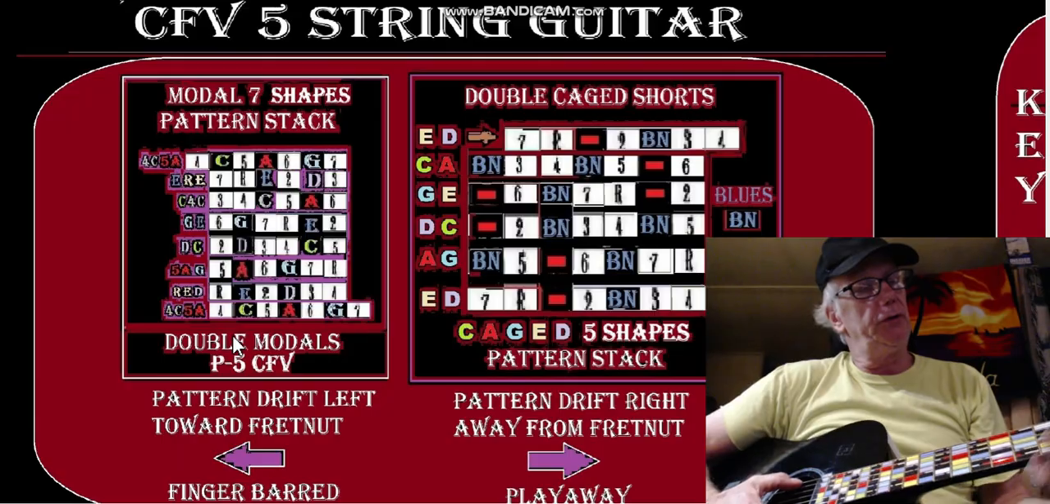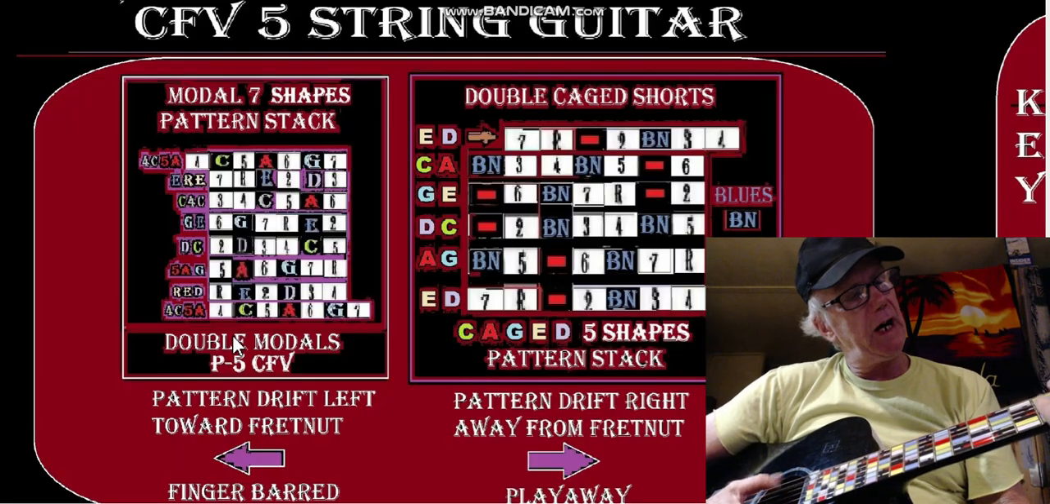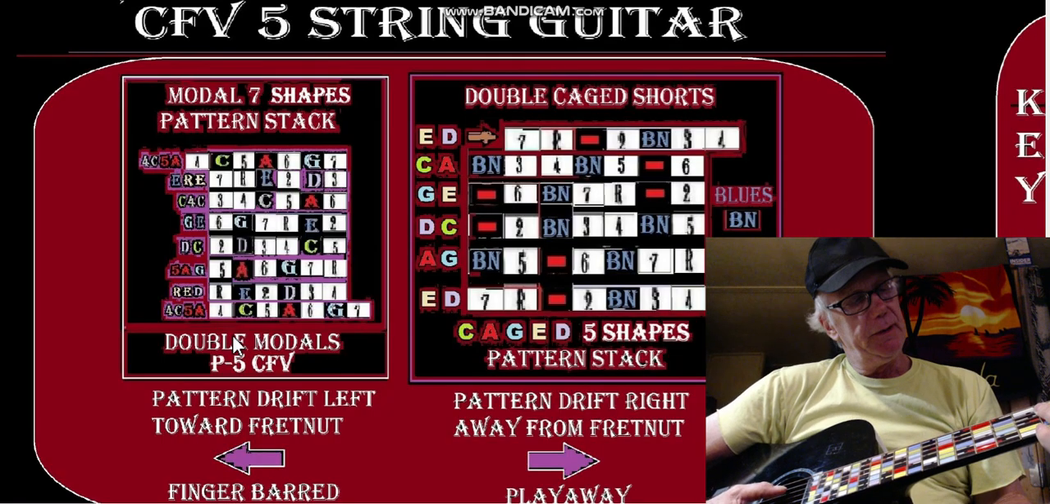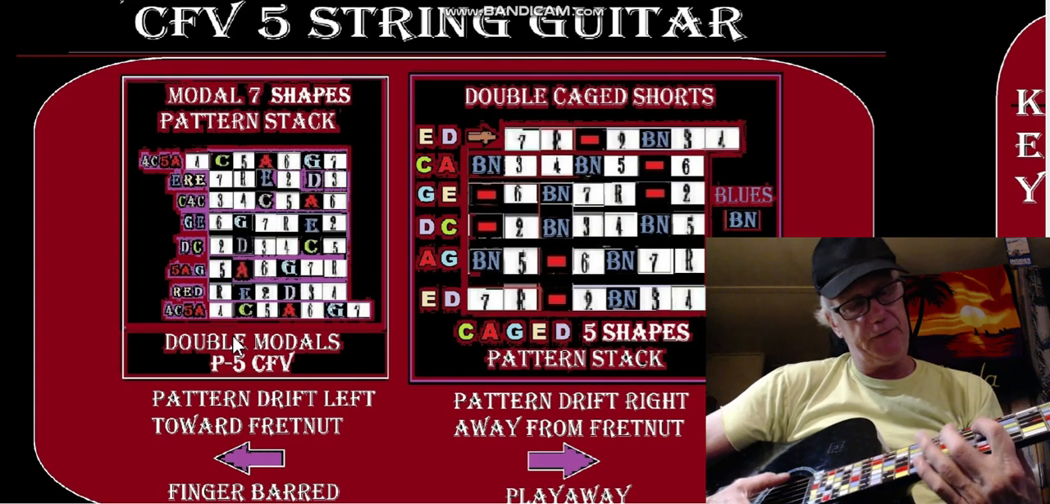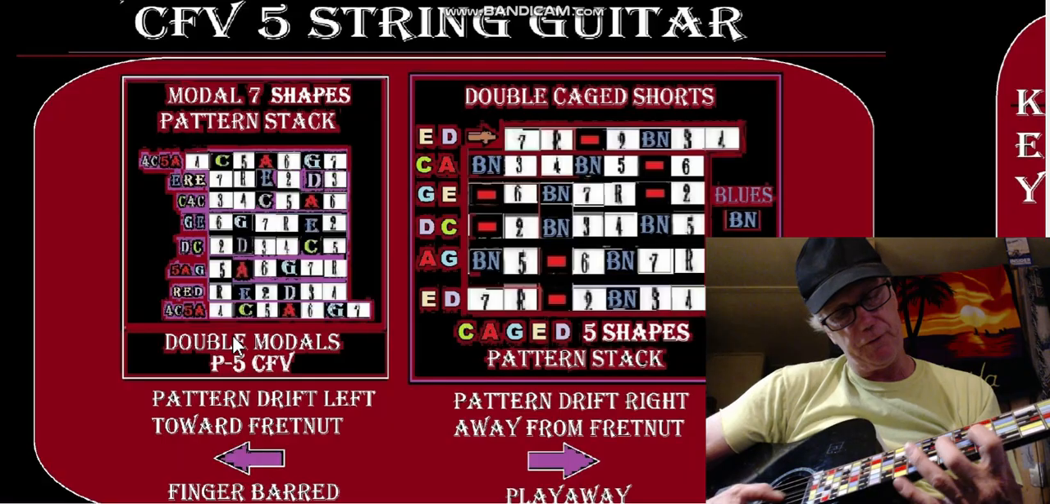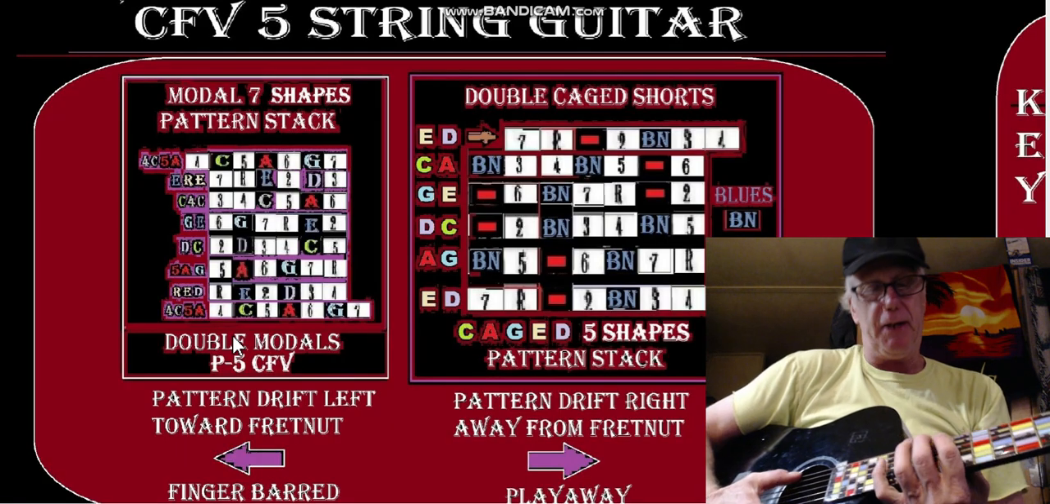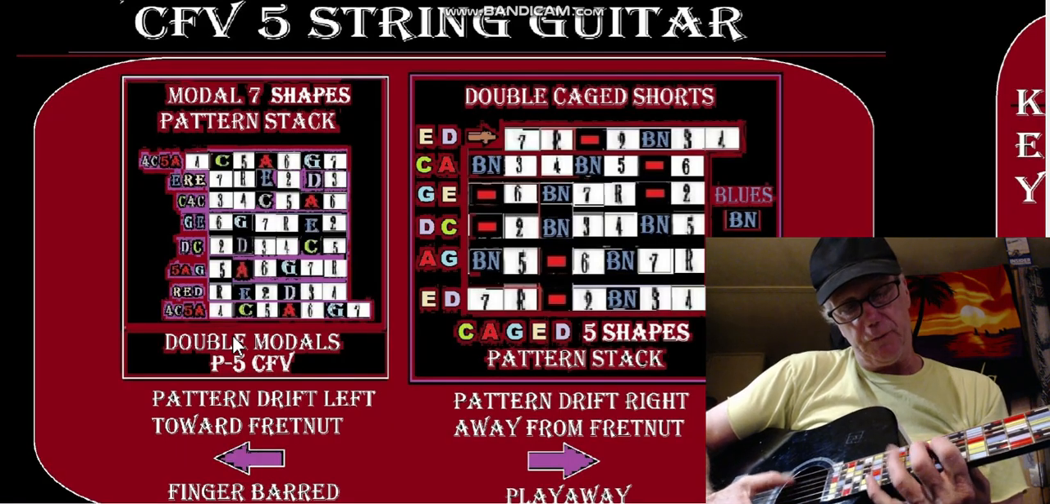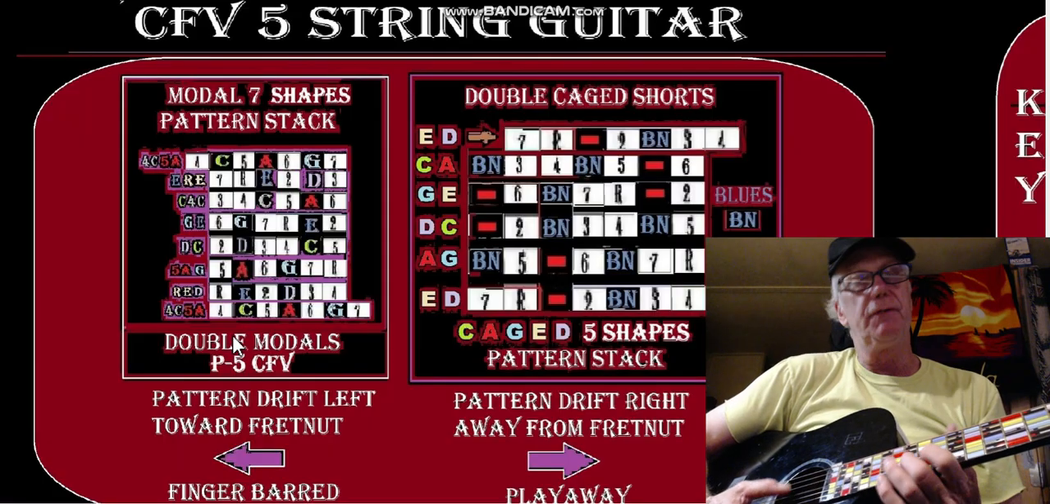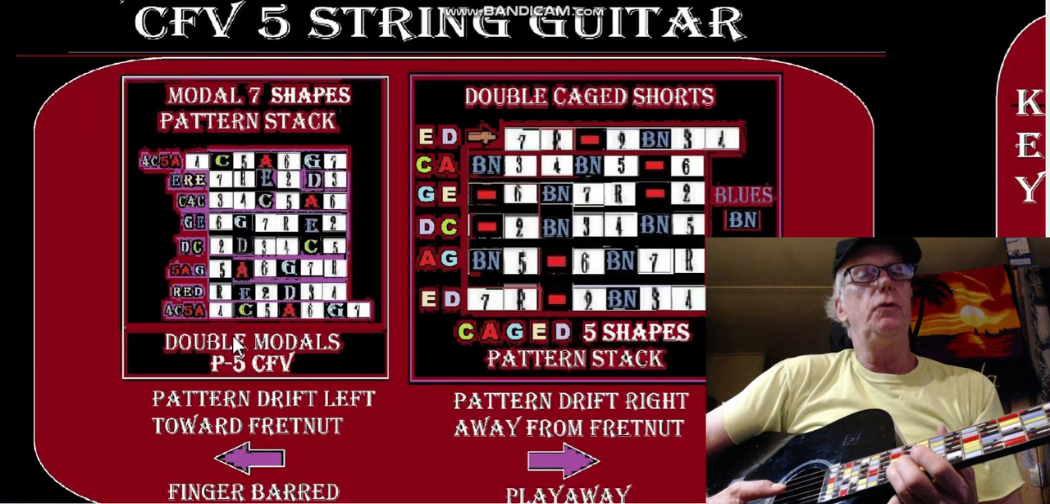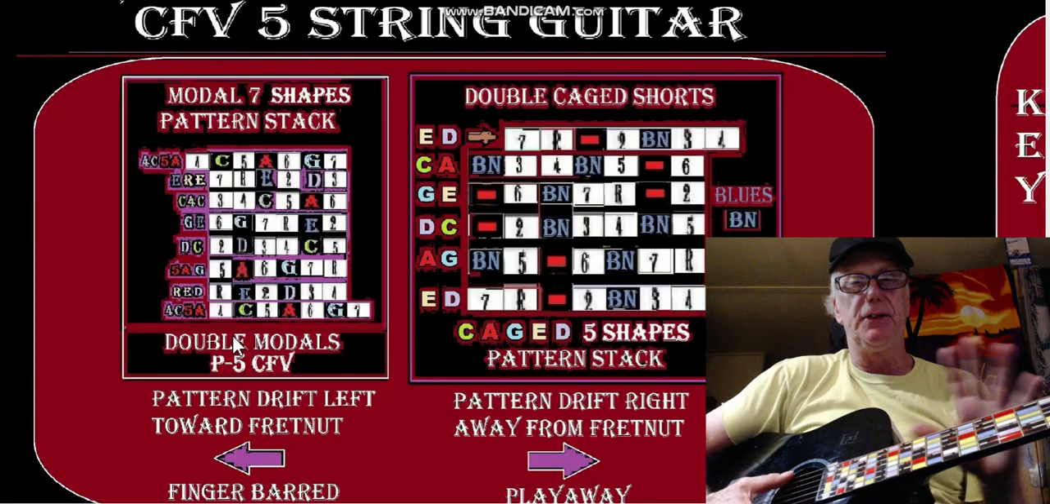Let's look at the modals first. Root, 2, 3, 4, 5, 6. Okay, and we also have 5, 6, 7. So we got 5, 6, 7, root, 2, 3, 4, 5, 6. And then we have 7, root, 2, 3, 4, 5, 6, 7, root, 2, 3, 4. Those are the modals, because you can start on any of them, there's 7 of them.